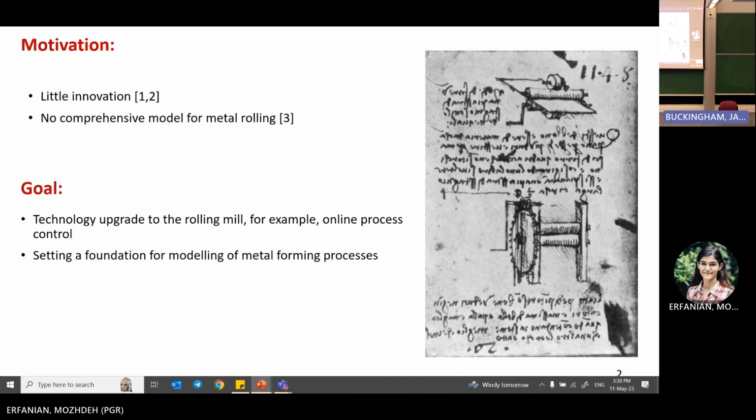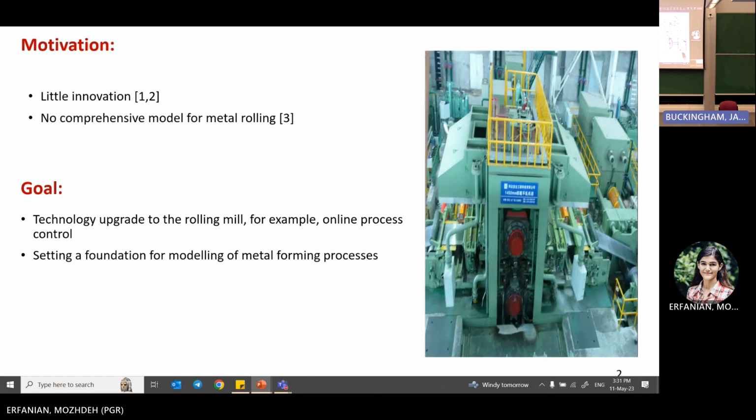The truth is that this process is very old, with one of the earliest drawings from Leonardo da Vinci, and then with the invention of electric power, it started to resemble its modern counterpart. But still, it's old with very little innovation. It continues to do what it's always done. For example, we don't know how to control the hardness that I explained in the previous slide, and also the curvature and the residual stresses.